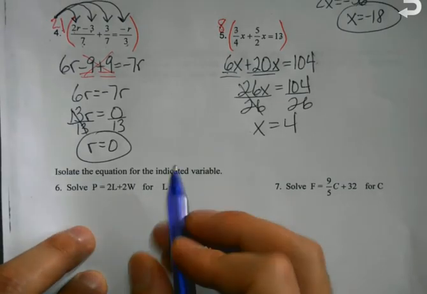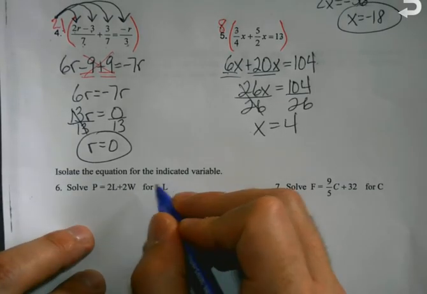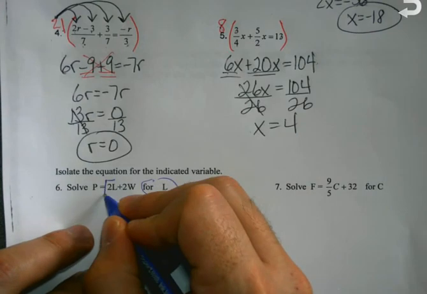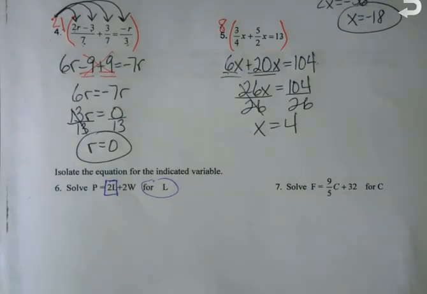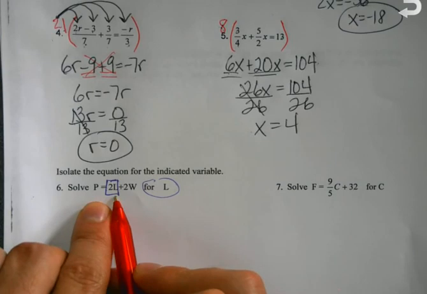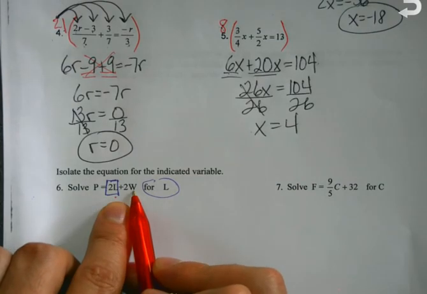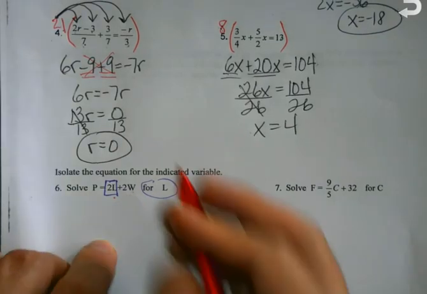Because here, I'm looking at it and I'm going, well, wait a minute, I'm solving for L, okay. I only have one L here, so it's not like I have to do the factoring thing. I don't have to take the 2 out here. I'm not trying to solve for the 2, I'm trying to solve for L. So whatever's not with my L term, 2W, needs to go away.